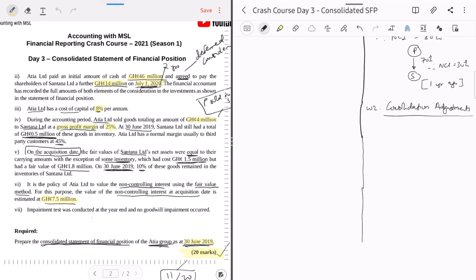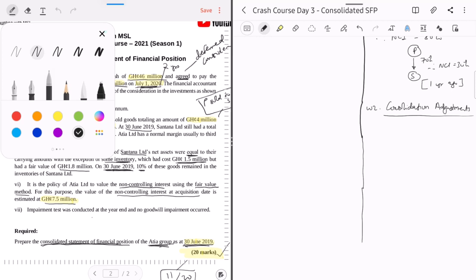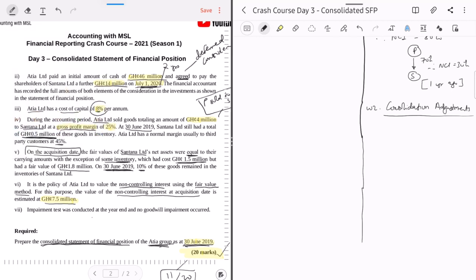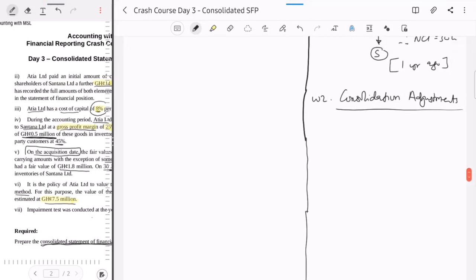And look at note three. Actia Limited has a cost of capital of 8% right here per annum. So under working two, let's work for the purchase consideration. So our first working will be on the purchase consideration. Let's work for how much purchase consideration will go into determining goodwill. Don't forget that when it comes to goodwill, we always need to determine purchase consideration, right? So how do we arrive at our purchase consideration in this particular scenario?